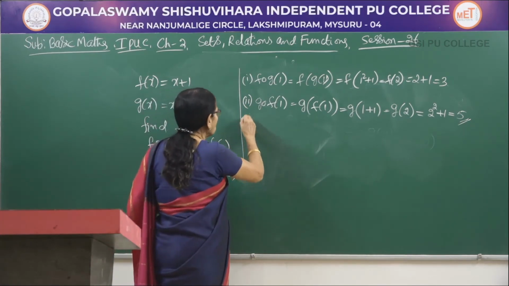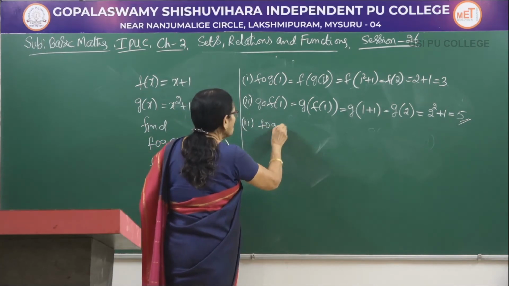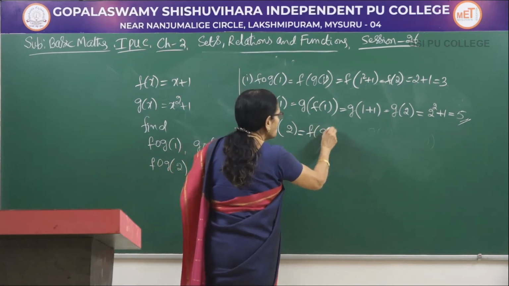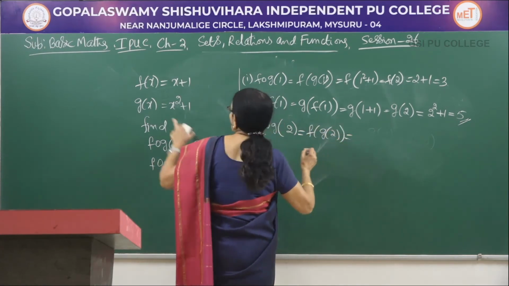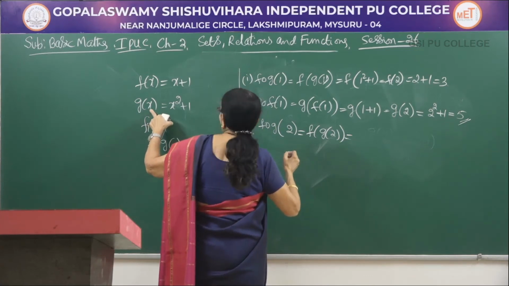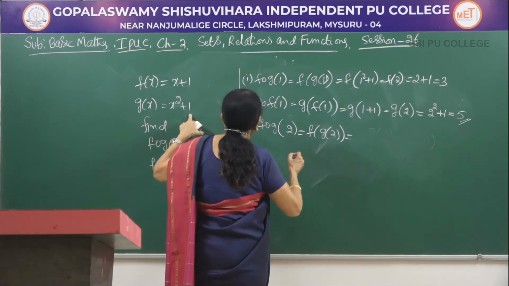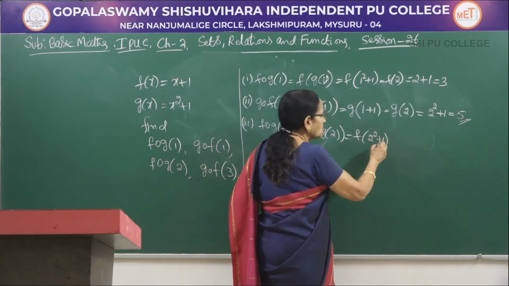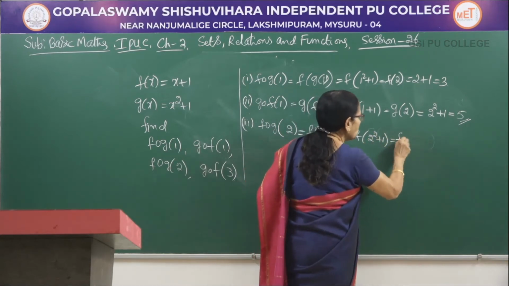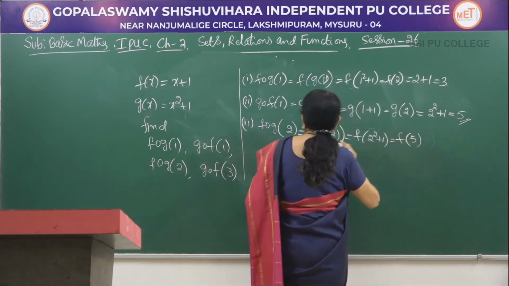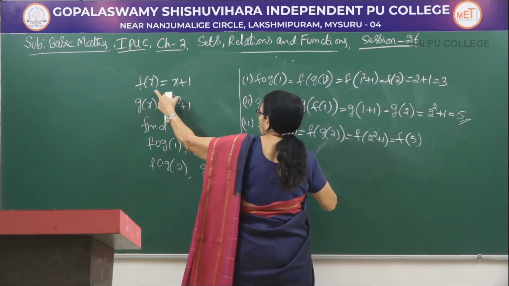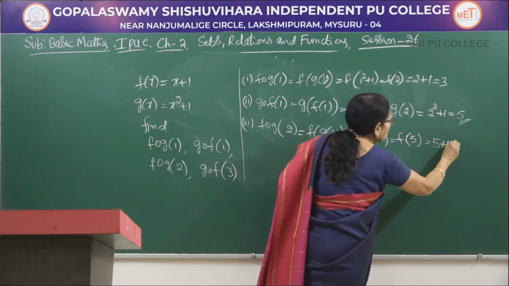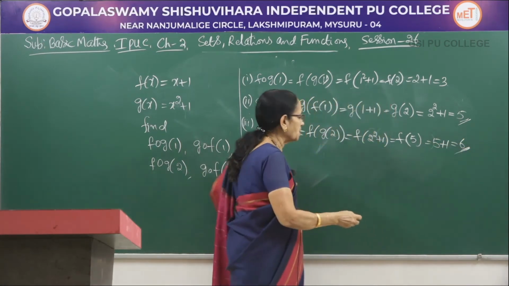Now go to the third part, it is fog of 2. The number is different. That is f of g of 2. Now come to the definition of this. g of 2 means x is x square plus 1. 2 would be 2 square plus 1, that is 2 square is 4, 4 plus 1, 5. So we got f of 5. Come to the function f here, x means x plus 1. 5 means it is 5 plus 1, that would be equal to 6.